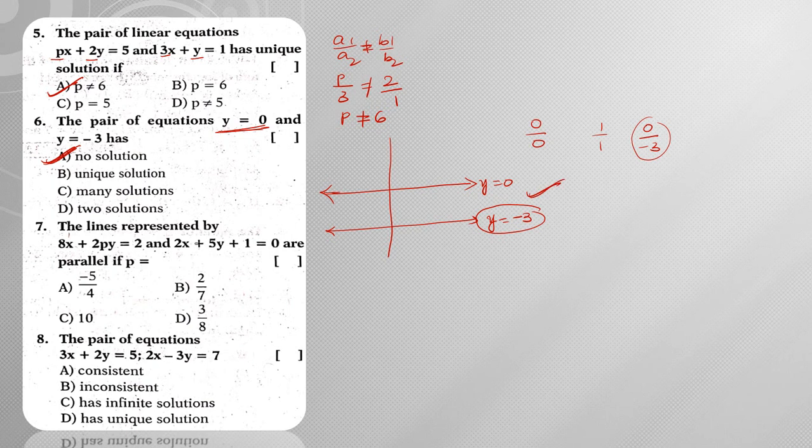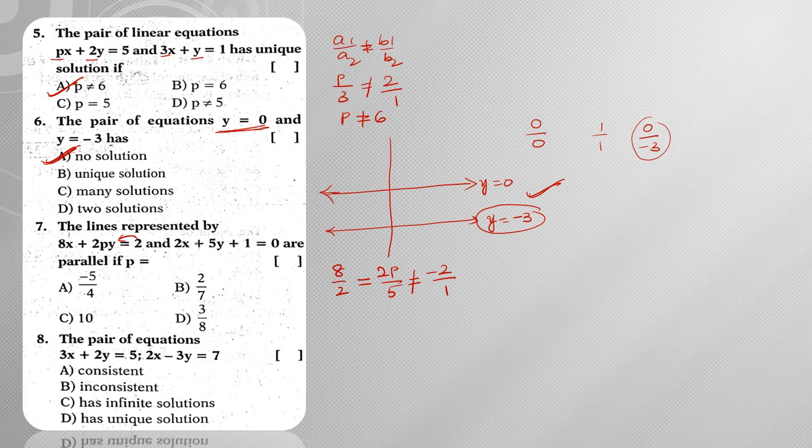Right, next, the lines represented by 8x plus 2py is equal to 2 and 2x plus 5y plus 1 is equal to 0 are parallel. So parallel means again we need to go for the no solution condition. So what is that? a1 by a2 is equal to b1 by b2 not equal to c1 by c2. Now substituting the values, 8 by 2 is equal to b1 by b2 means 2p by 5 is not equal to, next, just transpose, minus 2 by 1.